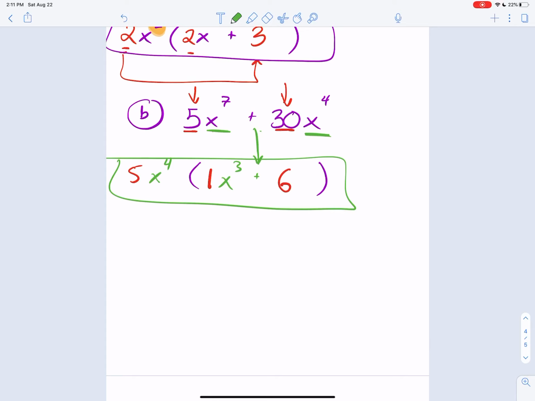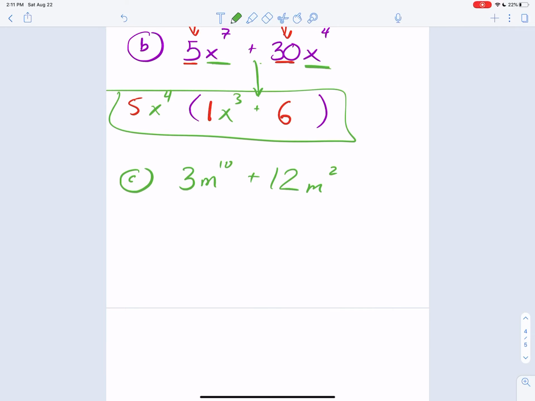Okay, let's do one more here for you guys to check. Let's do 3m to the 10th power plus 12m to the 2nd power. Go ahead and do that there, and then I'll reveal the answer in a second. Okay, so pause and play whenever you're ready.